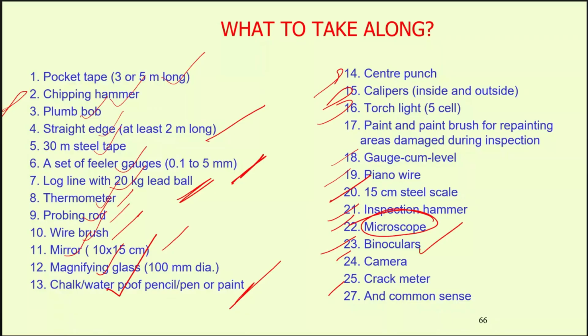Binoculars are required because many times you cannot reach the correct location. You may be somewhat away from it, and with the help of binoculars, if you cannot reach, you can bring the structure closer to you, at least virtually, and examine it. In case of concrete, the crack meter is very important. It can be used in steel bridges also. And the last but not the least is common sense, so that you know what is to be done. Otherwise, you do it mechanically without any thoughtful process.